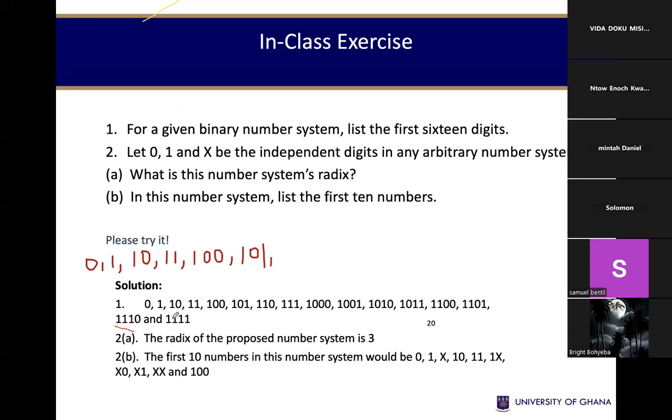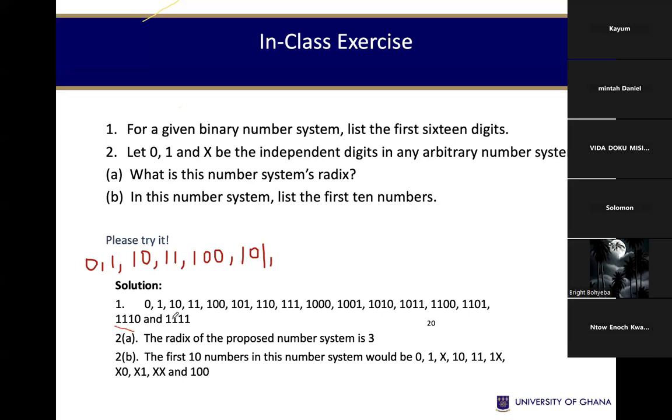Then the second part says that let 0, 1, and x be the independent digits in any arbitrary number system. So the first question, what is this number system's radix? Now, with this particular one, because we have been told that these are the digits 0, 1, and x, we assume that for us to get a radix, it just counts the number of digits, which is going to be 1 for the 0, 2 for the 1, and then 3 for the x. So that leads us to a radix or a base of 3 for the number system above.